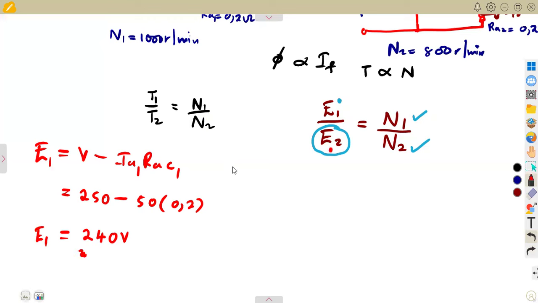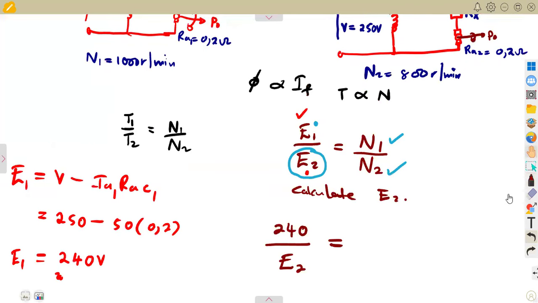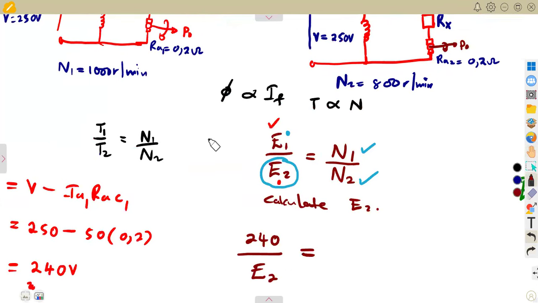All right, so like I said, we need this in order to obtain E2. We now have this E1, so you can calculate E2. You can either make E2 the subject or just substitute whatever you're given. So substituting into the formula, E1 is 240 over E2, which is equal to N1 over N2. Lucky enough, this time we are not given a relationship. We are given the 1000 as it is, the 800 as it is.